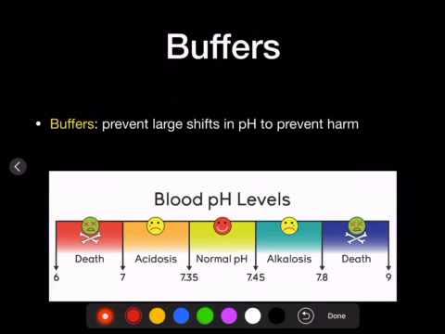Last thing we want to talk about is buffers. Buffers are natural things in the body that prevent large shifts in pH. For example, your normal pH in your body is anywhere from 7.35 to 7.45. If we didn't have any buffers, when we drink something acidic like coffee, our pH could go to a dangerous level called acidosis. So we have these buffers, which prevent this wide swing of pH. They're chemicals in our body, and if we drink something acidic or basic, it doesn't throw our whole system out of whack. It allows the shift to occur a lot slower.